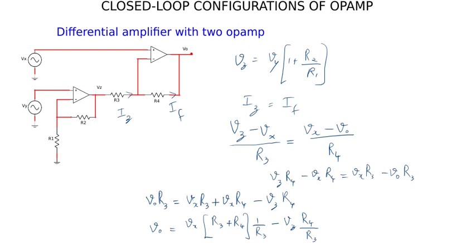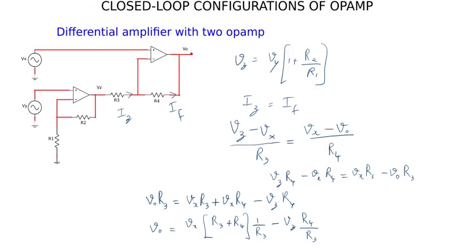We can just multiply this R3 into this bracket. So you get VO is equal to, what was that? Vx. So you multiply and you get Vx 1 plus R4 by R3. So it's like Vx 1 plus R4 by R3 minus, isn't it? Yes, Vz R4 by R3.